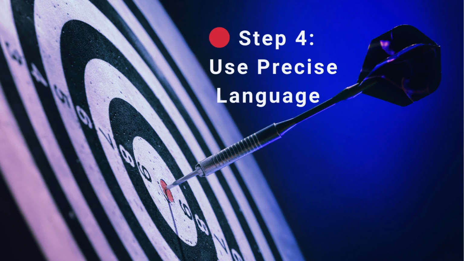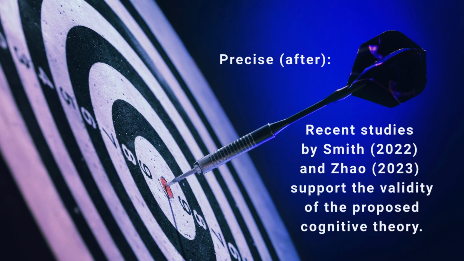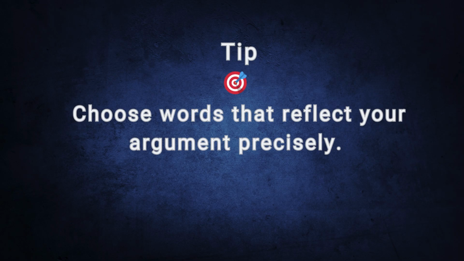Step 4: Use precise language. Academic writing values precision. Avoid vague words and use discipline-specific terms. For example, informal, vague, before: Lots of researchers believe this theory is true. Precise, after: Recent studies by Smith, 2022, and Zhao, 2023, support the validity of the proposed cognitive theory. Fourth tip: choose words that reflect your argument precisely.